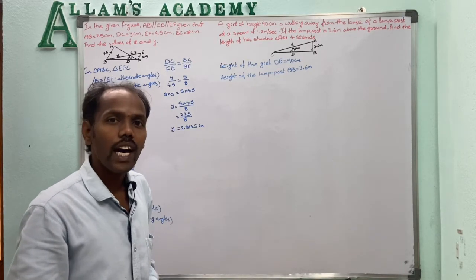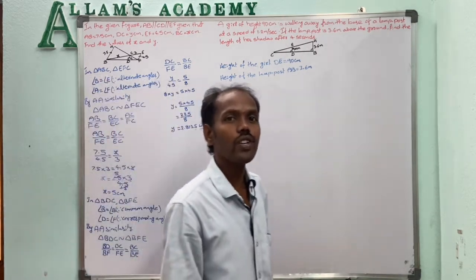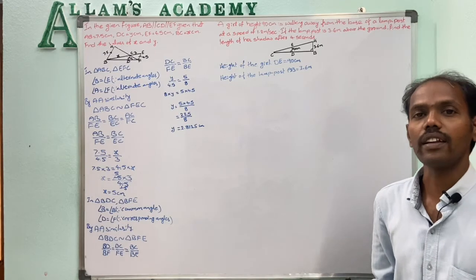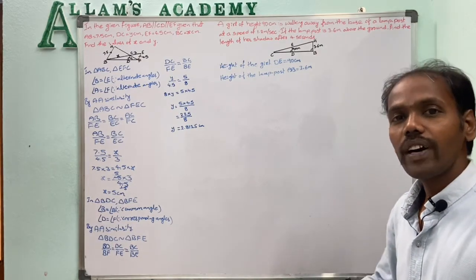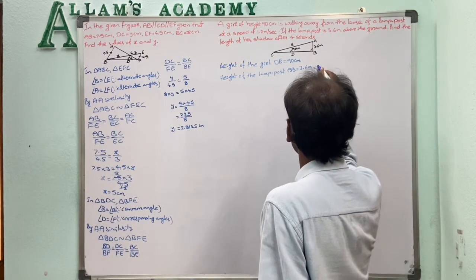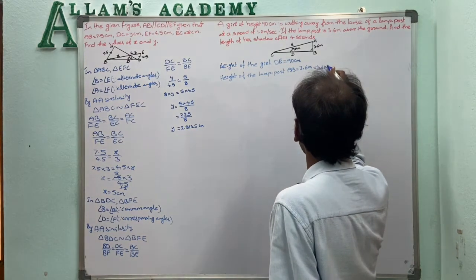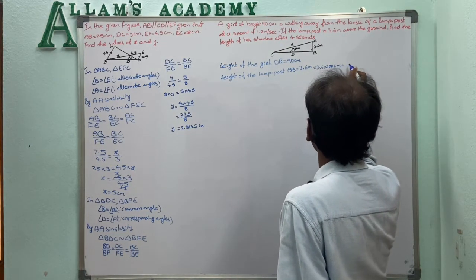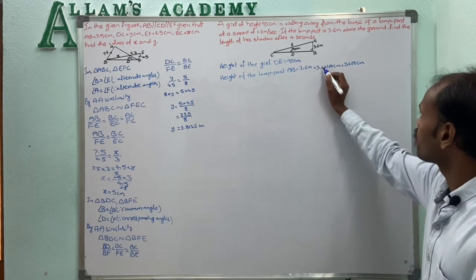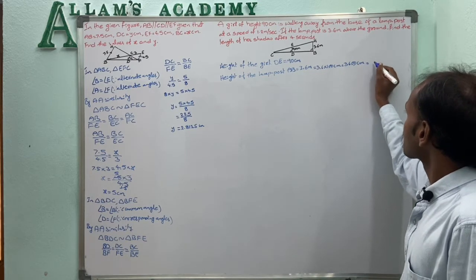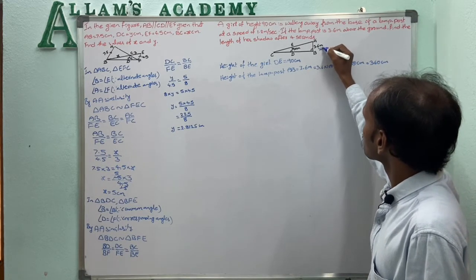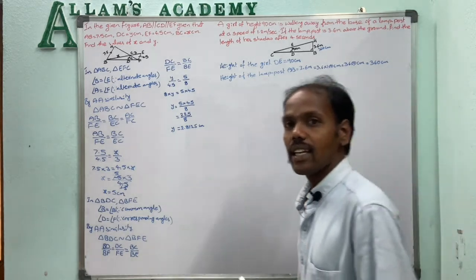So in solving the problem we need the same units. Here 90 centimeters, here 3.6 meters, so the meters will be converted to centimeters. 1 meter is nothing but 100 centimeters. So 3.6 into 100 centimeters equal to 3600 centimeters. Here 1 digit before the point, that means 360 centimeters. Now height of the lamp post is nothing but 360 centimeters.